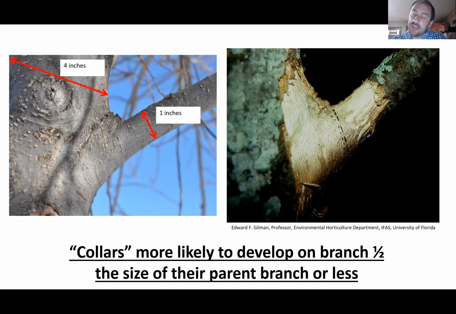And within a collar, there's also this magical thing we call the branch defense zone, which can actively keep decay out of the wound, can actively fight decay. So if you're removing a small branch which has a collar, that's very safe. Now the trick is collars only really form in unions where the lateral branch is half the size or less of the parent. If the branches are the same size or near the same size, collars do not form. It's an important thing to keep in mind as we talk about our objectives when we're pruning.